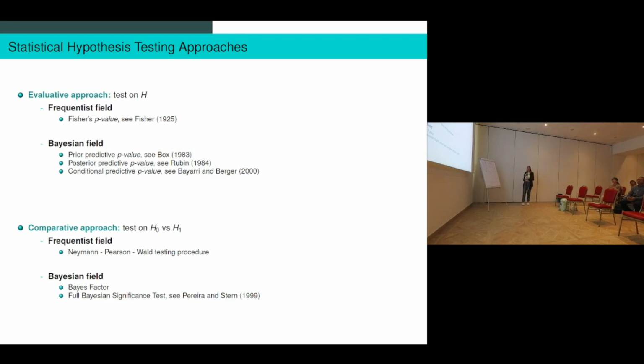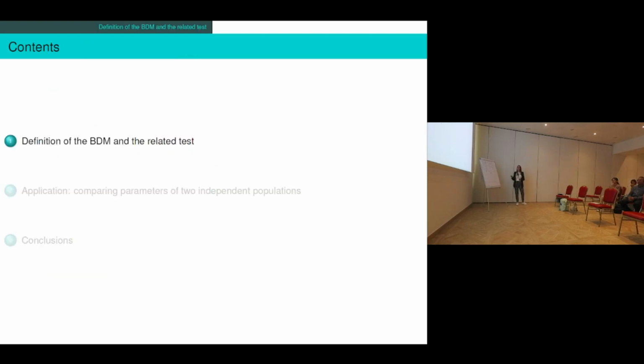On the other hand, we have the comparative approach, that I think is the most well-known approach, in which we have a null hypothesis H0 against an alternative hypothesis H1. For example, the Neyman-Pearson-Wald testing procedure follows this structure. For the Bayesian field, instead, we have the Bayes factor and the Full Bayesian Significance Test that was defined by Ferreira and Stern. This is the measure that is more similar to ours.